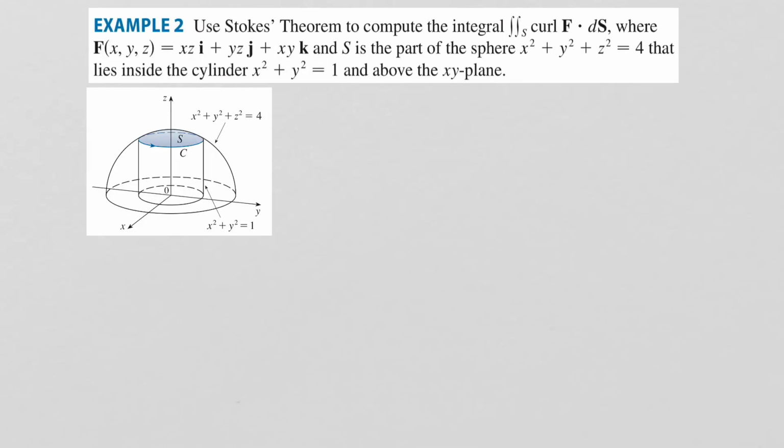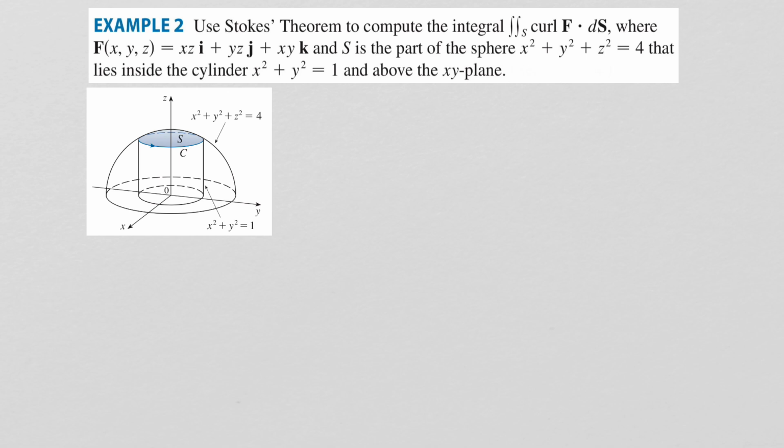In the next example, we want to use Stokes' theorem to compute the double integral over s of the curl of f dot ds, where f is given as follows, and s is the part of the sphere x squared plus y squared plus z squared equals 4 that lies inside the cylinder x squared plus y squared is equal to 1 and above the xy plane. So what we have is a sphere of radius 2 and then a cylinder of radius 1, and we're looking at this portion of the sphere up here.